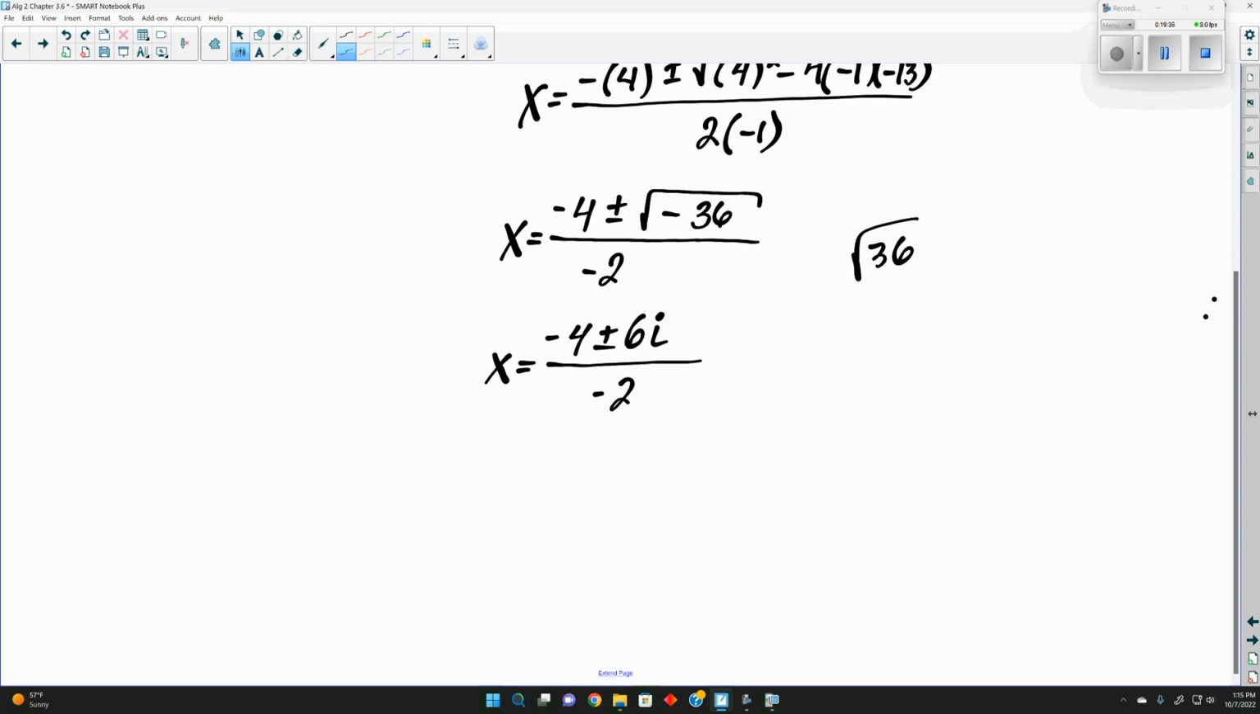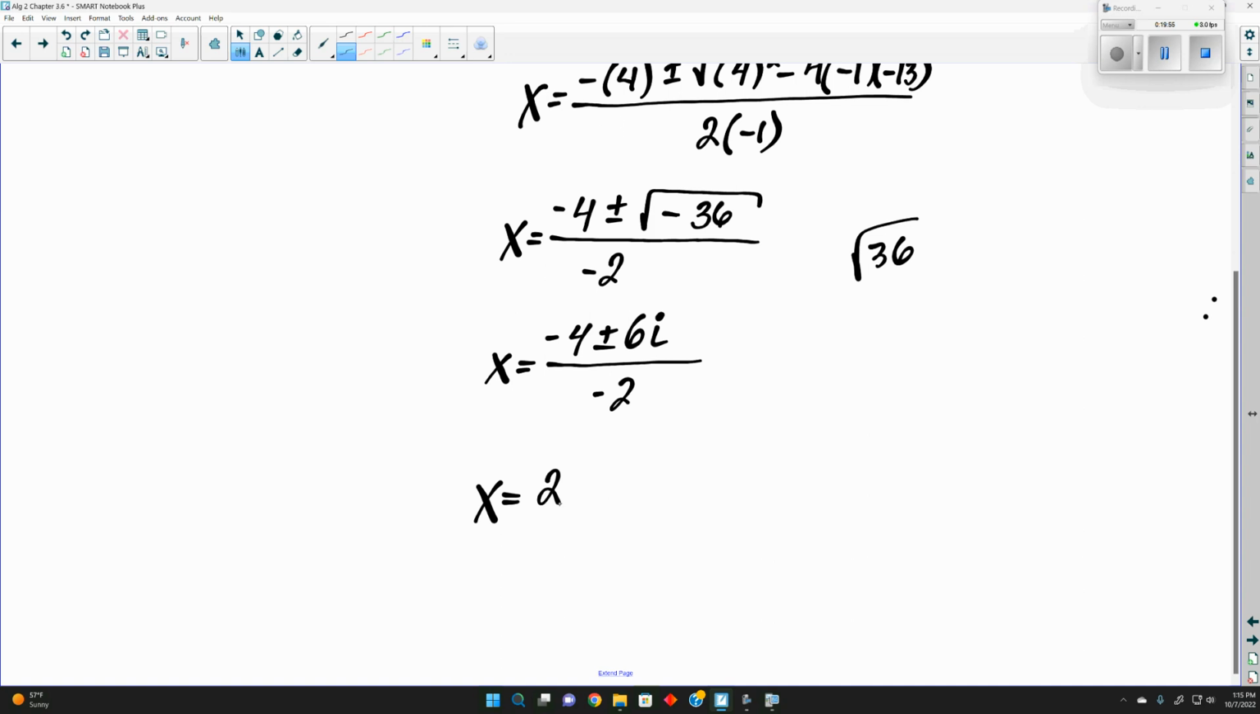Do all 3 have a common factor? They all have a common factor of 2. And we could divide each term by 2, but I wouldn't just divide it by 2, I would divide it by negative 2. So negative 4 divided by negative 2 is 2.